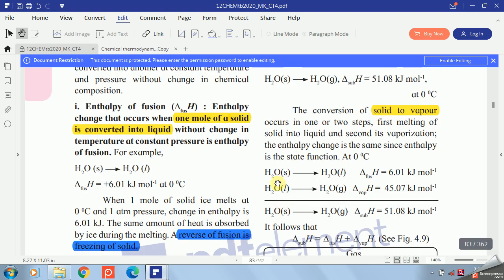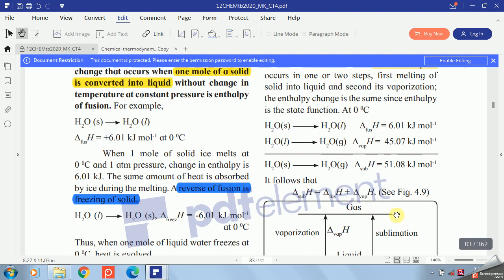At 0 degree, H2O solid to H2O liquid, what is the value of enthalpy of fusion? It is plus 6.01 kilojoule per mole. Then H2O liquid to H2O gas, that means enthalpy change for vaporization is equal to 55.07 kilojoule per mole. So what is the combination of these two? The H2O liquid gets cancelled, H2O solid gets converted to H2O gas. So this enthalpy of sublimation is the sum of enthalpy of fusion and vaporization.